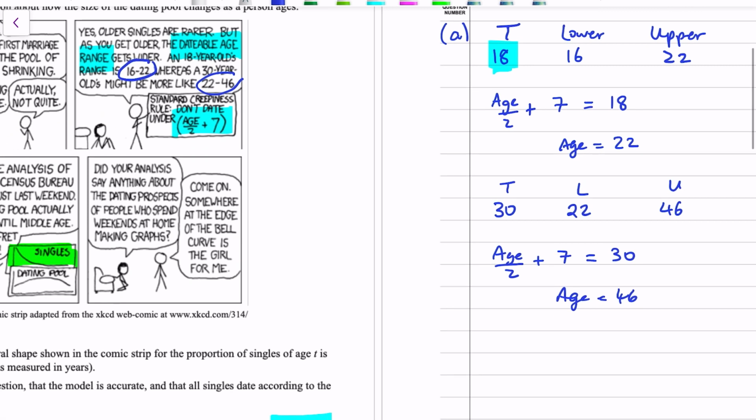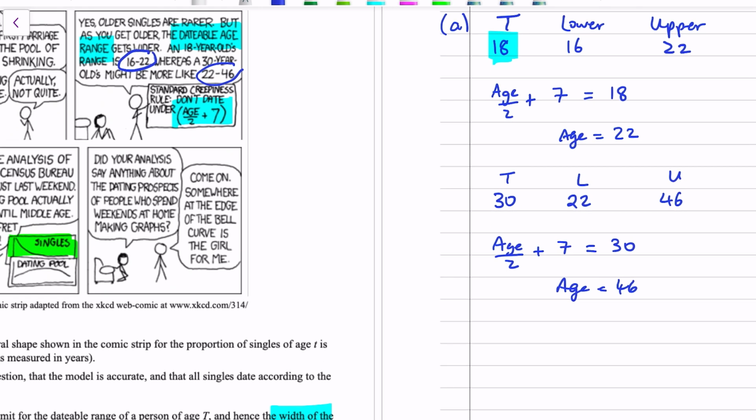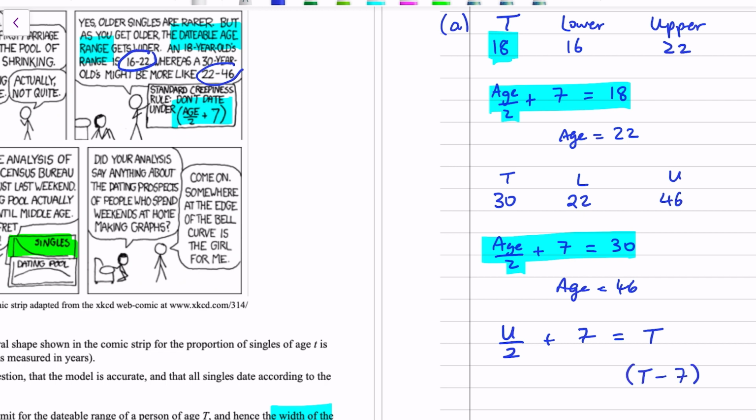Okay, so we're finding an expression for this upper value in terms of age t. So all I need to do is replace this formula that I've been using both times and make the age there the upper limit. So u over 2 plus 7 equals t. Rearrange that by going t minus 7 multiplied by 2. And that there's our upper limit.